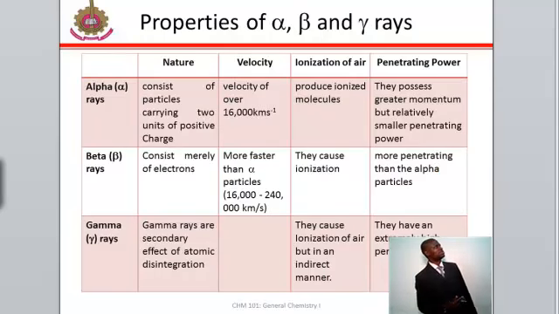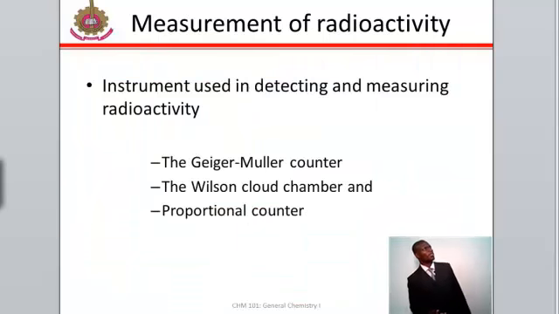A careful look at the properties of these rays shows that alpha rays have a smaller penetrating power with greater momentum. Beta rays have more penetrating power than the alpha particles. And the last one, gamma rays, have an extremely high penetrating power. Other properties are shown: the nature, the velocity, and the ionization of air. But majorly, the penetrating power is of utmost importance to us.